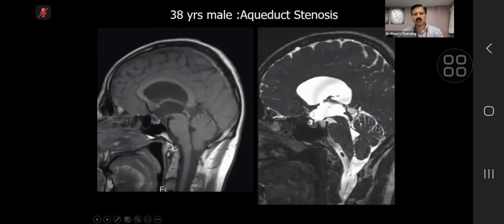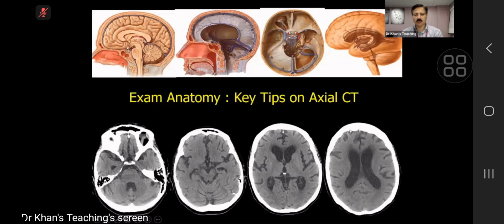This is a case of aqueduct stenosis, in which there is hydrocephalus. You can see this upward bowing of the corpus callosum. There is a cyst of the pineal also. So this is where the pineal is. Okay, a few exam tips on an axial slice. So ST4s, of course, you know the anatomy, but some of this anatomy I want to revise for the juniors who are listening.